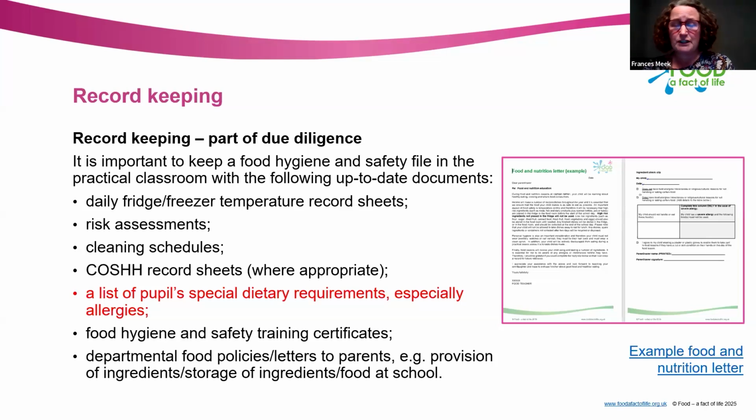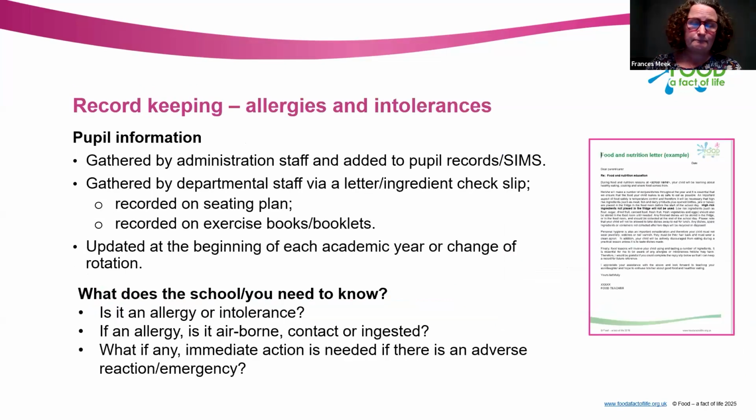So if you have a change of rotation or change of year group, you need to make sure that those are up to date. And then particularly to do with allergies and intolerances, how do you go about getting the pupil information? It could be gathered by your administration staff and then added to pupil records or SIMS if you use SIMS. You could gather it by departmental staff via letter or ingredient check slip. So we've got an example of one of those that you could use.